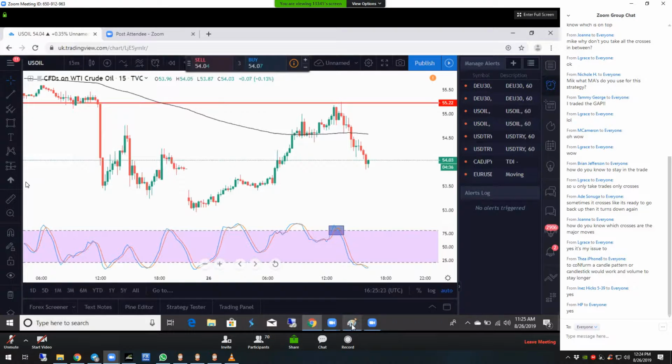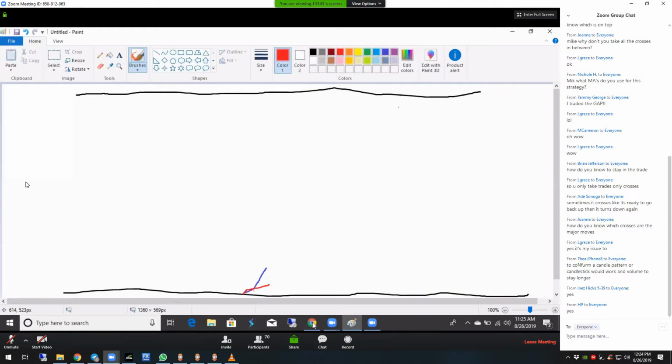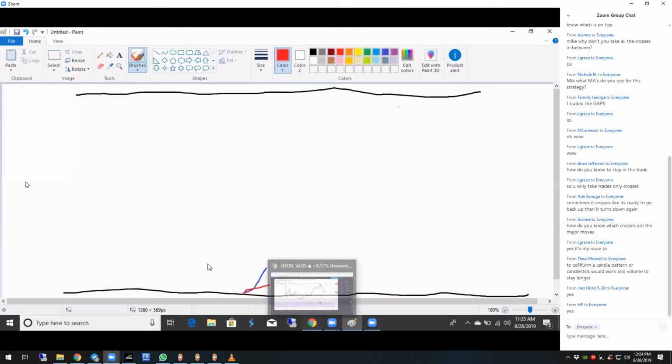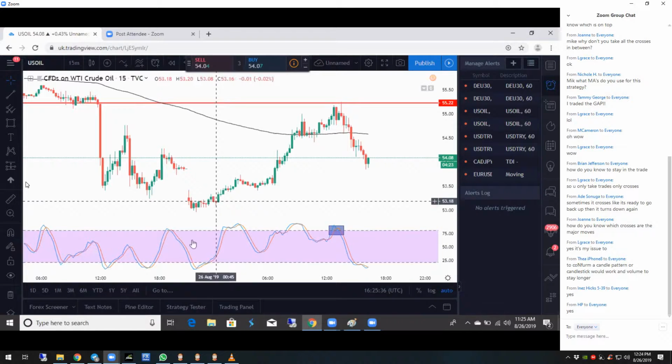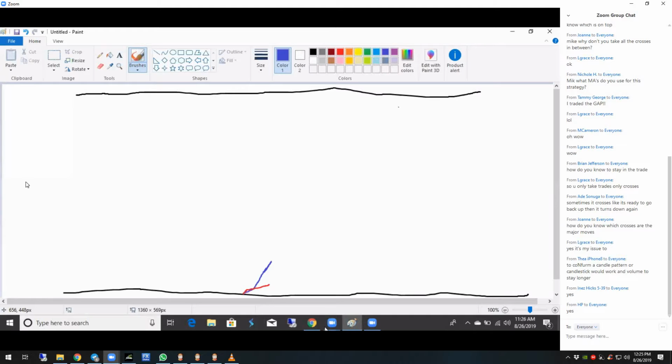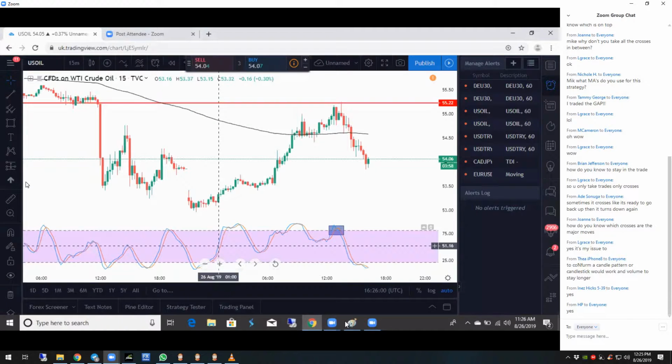All right, so let's just say this right here was a cross. I got a cross at the bottom. Let's say I was trading US oil yesterday evening, and I got my cross on the stochastic. Okay, cool, I got in my buy. Watch the trade progress. You see right here, my blue line runs up. I'm in my oil trade, watching the trade run. Blue line runs up.